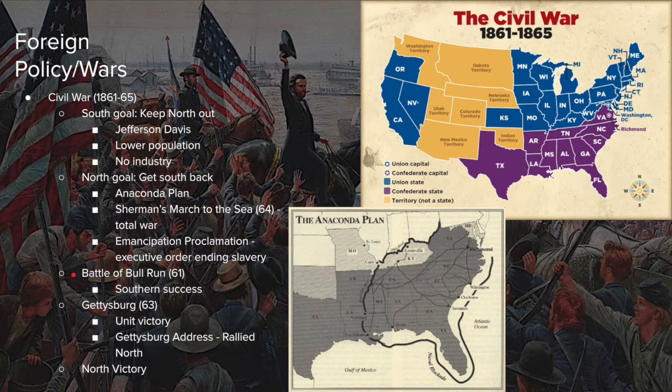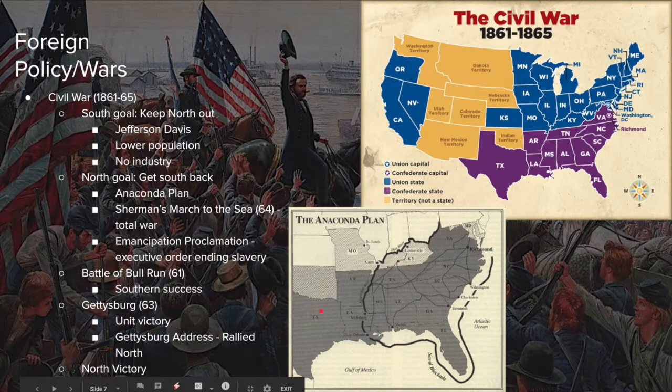Some battles to note. Really early in the war, we have the Battle of Bull Run, which is a very successful battle for the South. They win pretty handily. The North underestimated the South quite a bit early on, and it gives the South a lot of confidence. We also have the Battle of Gettysburg later in the war, 63. That is a Union victory, not a unit victory. Sorry about that. One of the bloodiest wars in history up to that point.